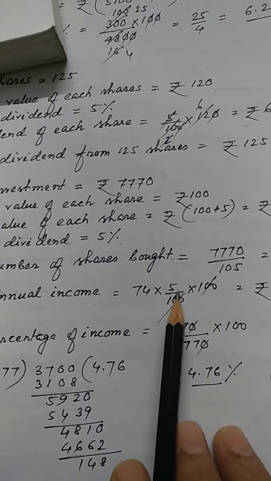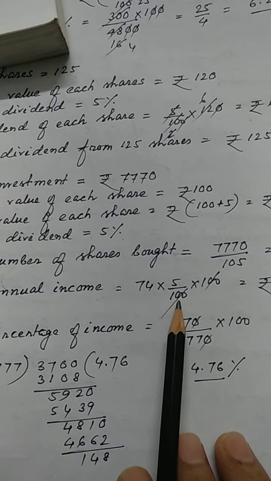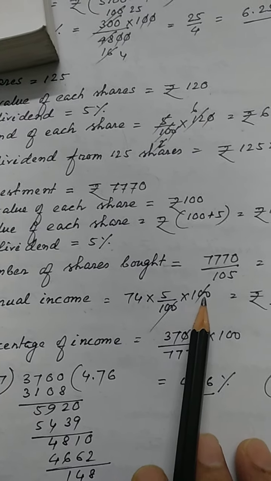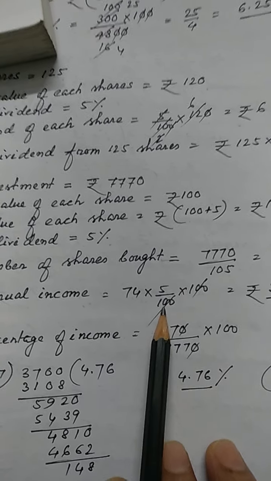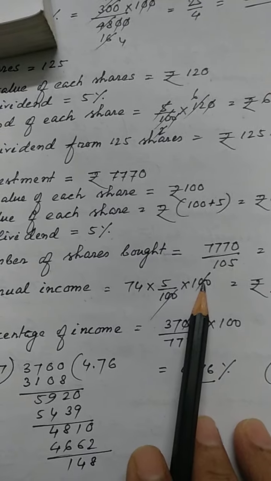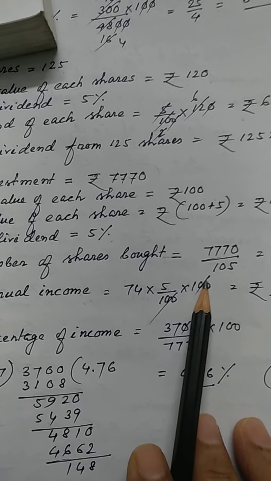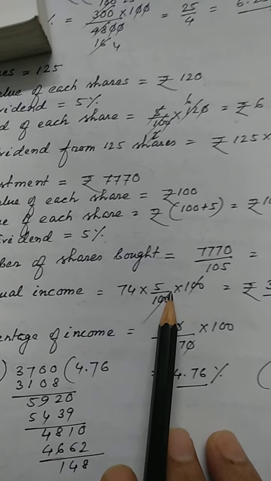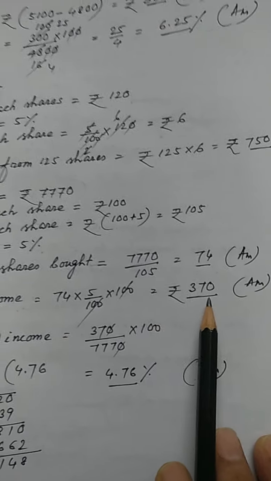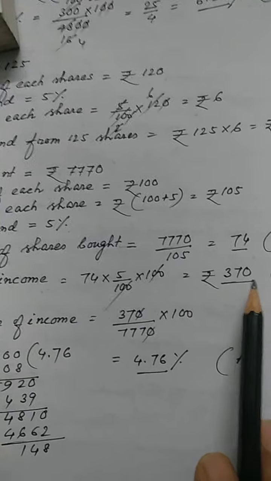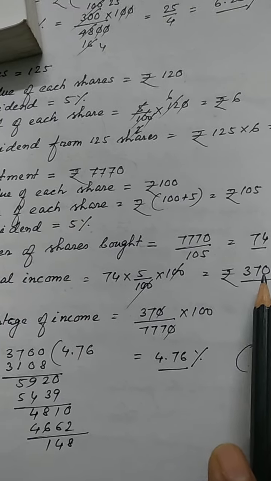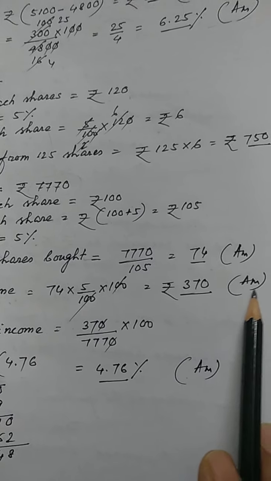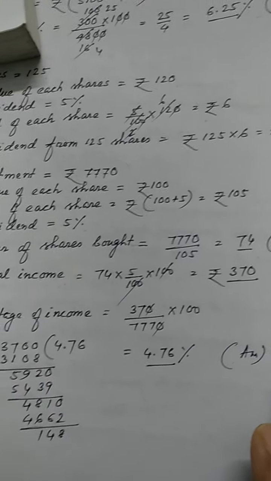So dividend of each share will be 5% of nominal value, that is 5% of 100 rupees. So 5 by 100 into 100, it will be 5, and then dividend of 74 shares, that will be 74 into 5 equal to rupees 370. So this will be the dividend or the annual income from 74 shares, that is rupees 370.